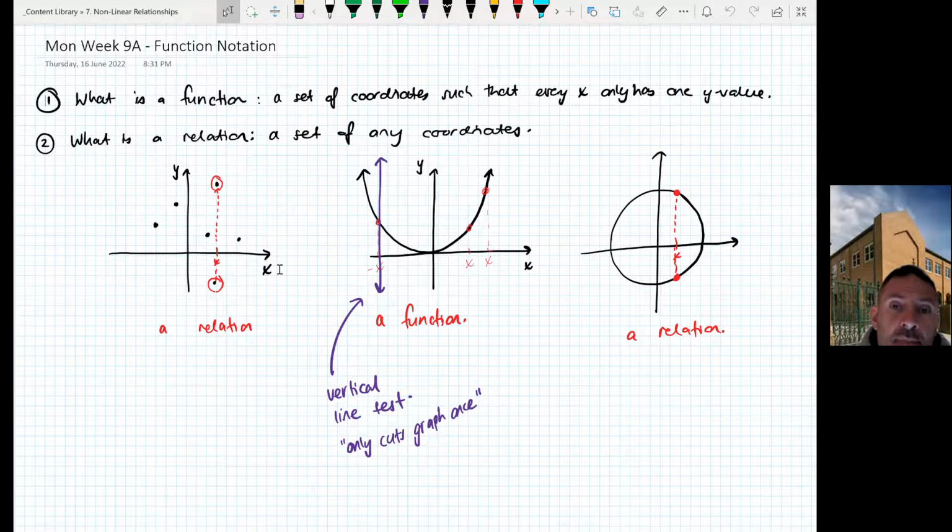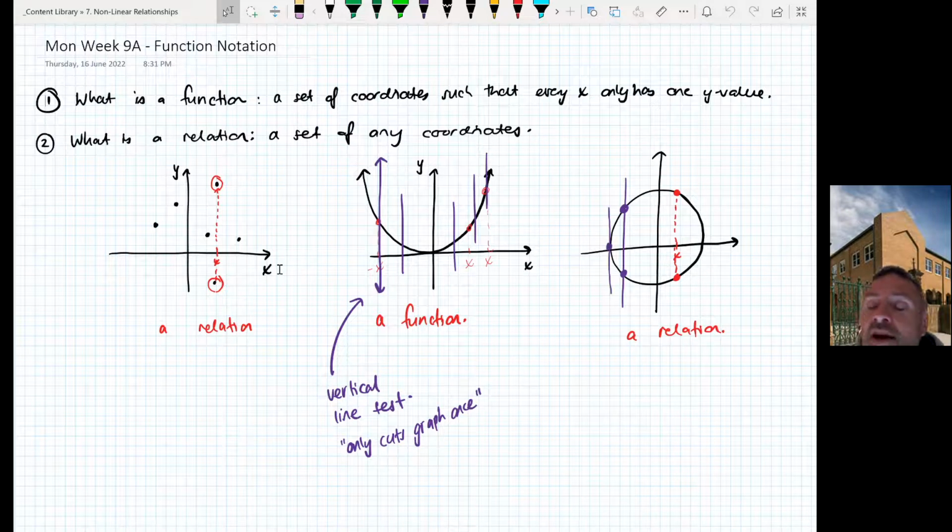You can see on that parabola, no matter where I put that vertical line, it only ever cuts that graph in one place. Whereas if I look at the right-hand side of that circle, I can cut it in two places. Now, you might say, what if I just do it right on the side, so it's a tangent and only cuts it once? That doesn't matter. As long as I can find one place in my graph where I can cut that graph more than once on a vertical line, automatically it cannot be a function.